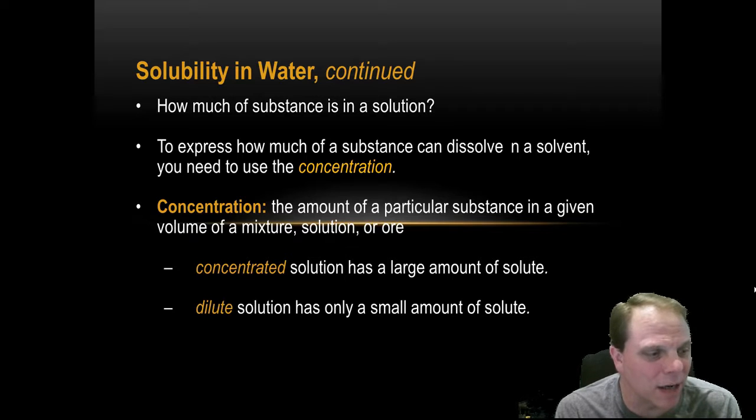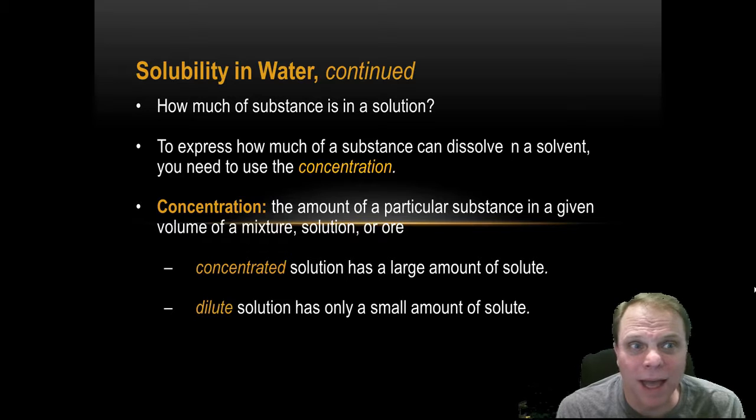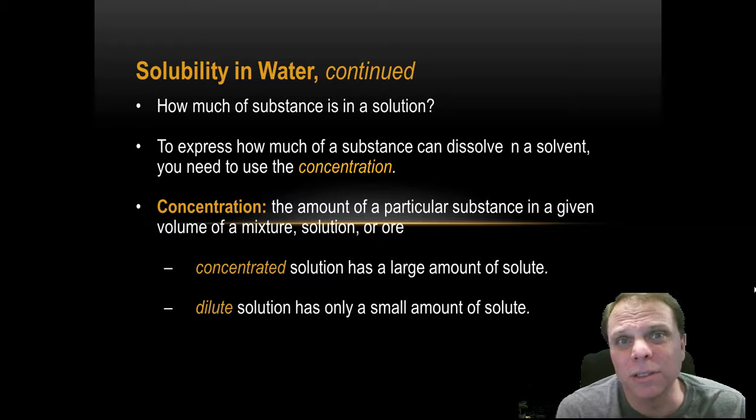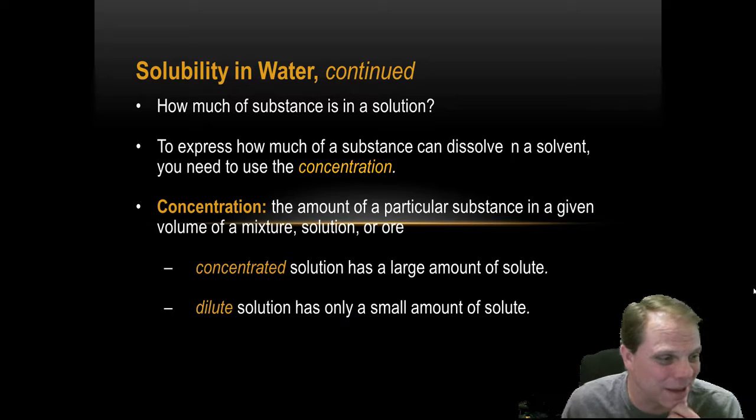But that's the idea here. Concentrated means you have a large amount. Dilute means you have a small amount. And if you want to dilute something, that's actually used as a verb in that case, then you would be adding more of the solvent in to decrease the concentration. So to dilute something is to decrease the concentration of a substance, okay?